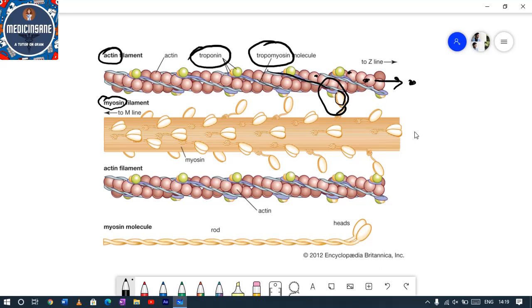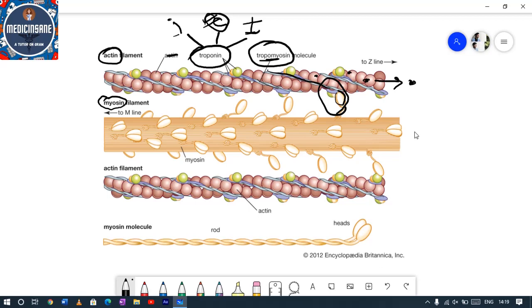Now, there are three types of troponin. There is troponin I, there is troponin C, and then there is troponin T. Now, the troponin C is going to bind to the calcium ions, and we know that the calcium has to be present for the contraction. That is what we just saw previously. So when the calcium comes and binds to the troponin C, the troponin I and T... Troponin I is bound to the actin filament and troponin T is bound to the tropomyosin filament.